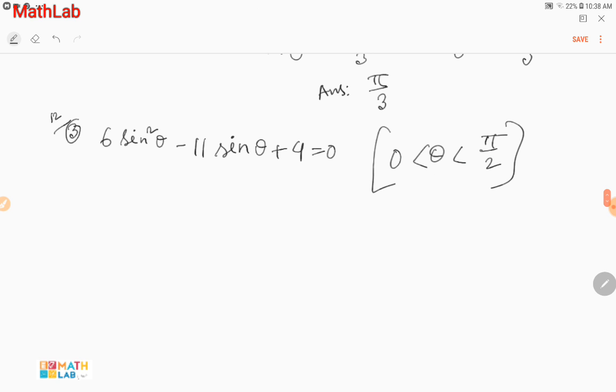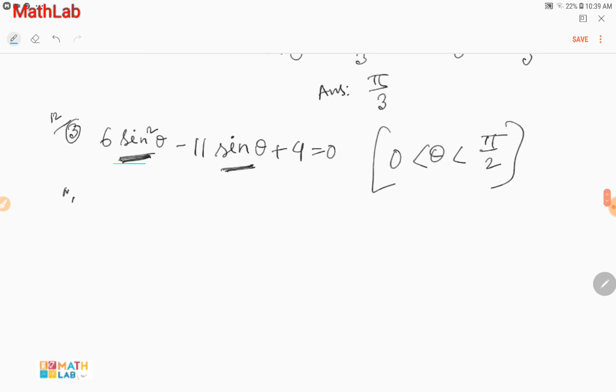Similarly, we take the variables. Here the variable is sine theta and here it is also sine theta. So we do not need to use any formula to convert sine to cos or cos to sine, because both variables are sine theta. So we directly do factorization.